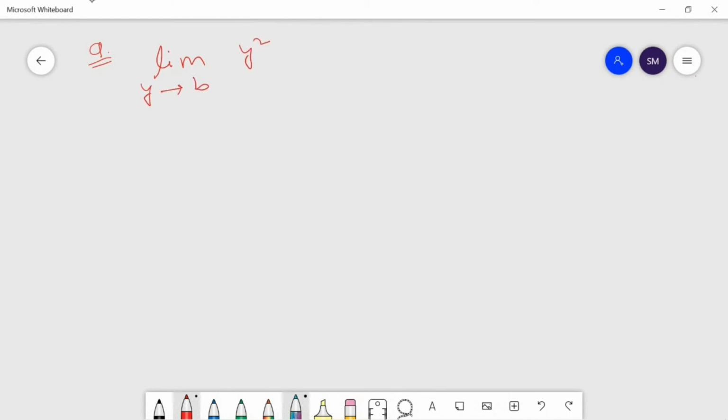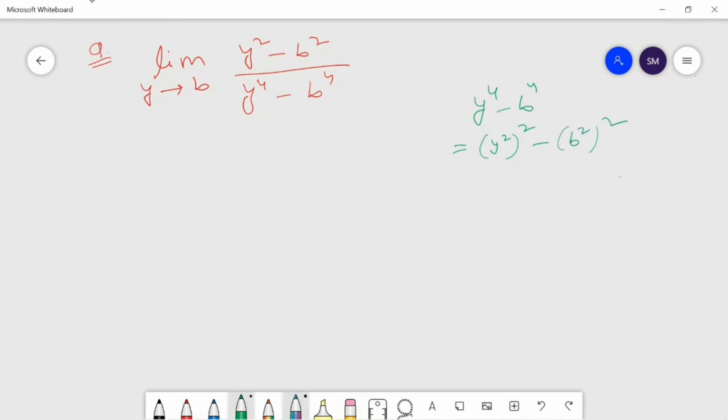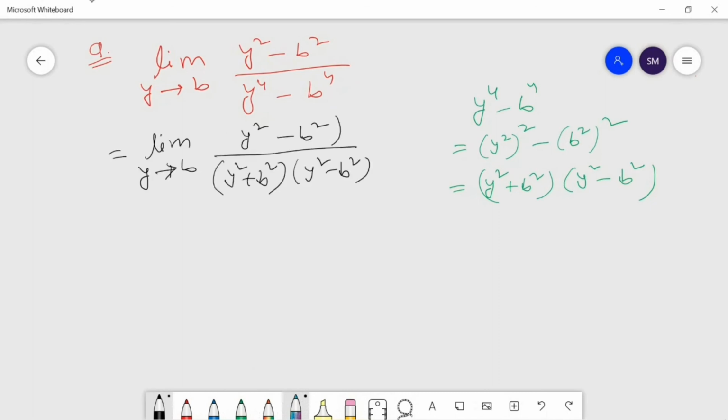Our next question is limit y tends to b. First, we'll see the factor of the denominator. So y to the power 4 minus b to the power 4, which can be written as y square whole square minus b square whole square. By the a square minus b square formula, this is y square plus b square and y square minus b square. So we can write y square minus b square and y square minus b square, and this will cancel out. So what we will get here is limit y tends to b, 1 over y square plus b square, which is equal to 1 over 2b square.